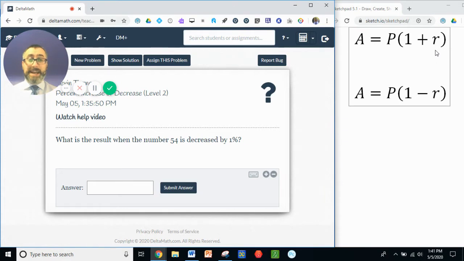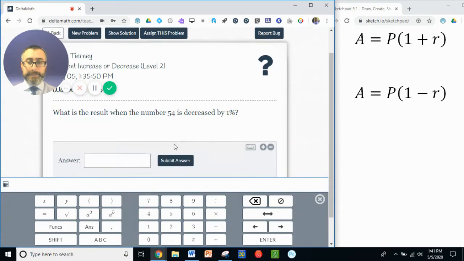Let's take a look at how these will be used. What is the result when the number 54 is decreased by 1%? Since I'm decreasing, going down, I'm going to use this second formula here. And I'm going to have my calculator do most of the work for me. So, I'm solving for A. I want to know what number I'll have after I do all of this decreasing.